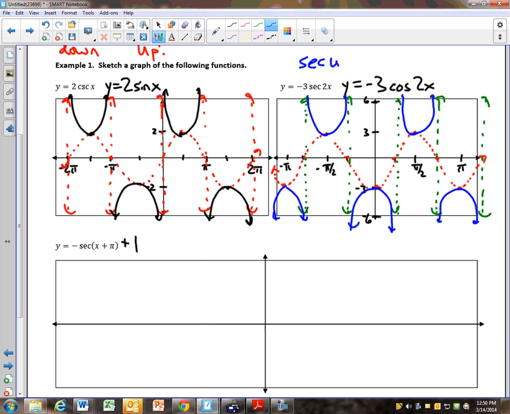Secant of something is equal to 1 over cosine of that something. So if you simply substitute that in, it is -3 over 1. So it's -3 over 1 times 1 over cosine of, and what is in place of u? It's 2x. So we get -3 over cosine of 2x.